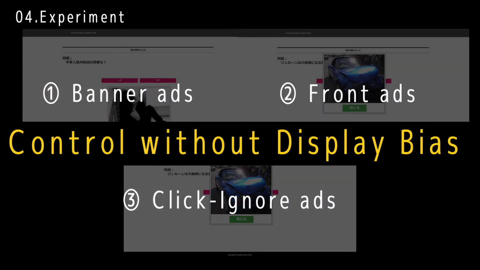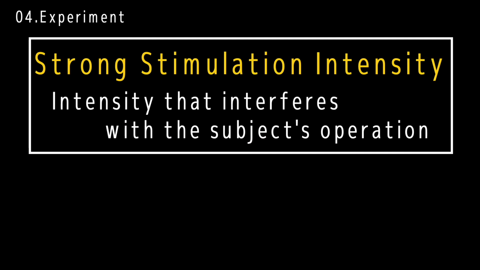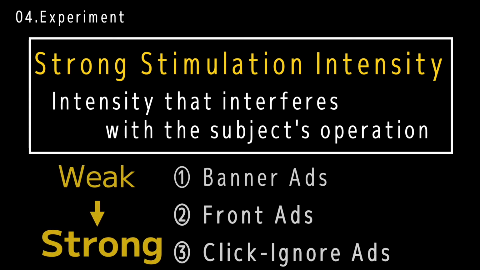We control the order of appearance and frequency of the above three types of displaying ads to avoid bias. And we created a measure of stimulation intensity for these three ads. Stimulation intensity is the degree to which the subject is disturbed in their operation. We set it as one of the perspectives of our analysis. We hypothesized that stimulation intensity would be stronger for banner ads, front ads, and click ignore ads in that order.